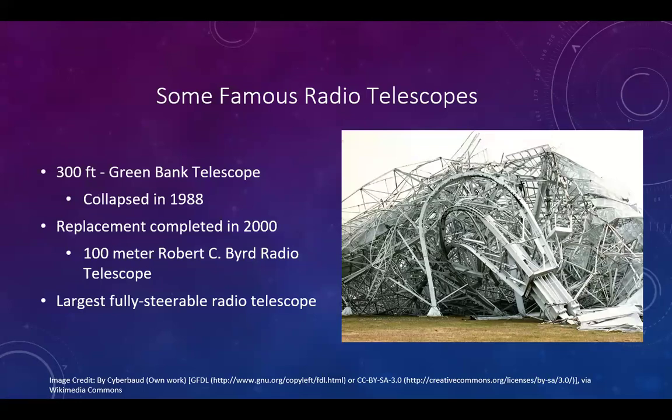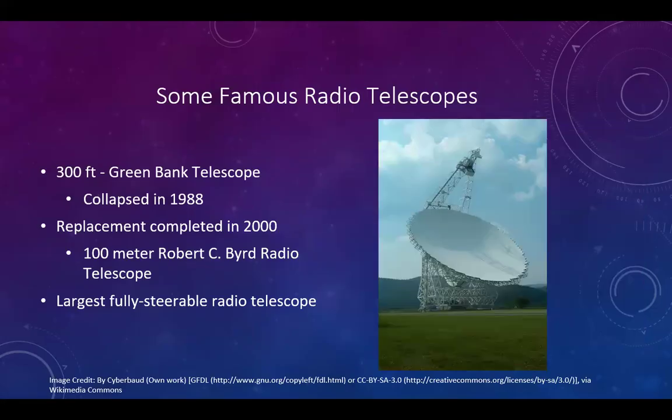So, the 300-foot Green Bank telescope collapsed in 1988. It was rebuilt in 2000. This is the Green Bank telescope. This is the 100-meter Robert C. Byrd radio telescope. And the reason it's in Green Bank, West Virginia, is because that's the middle of a military testing area that is radio silent. No one is allowed to have anything that emits radio waves for a large area around it, because that's where the military tests its radio technology and such.